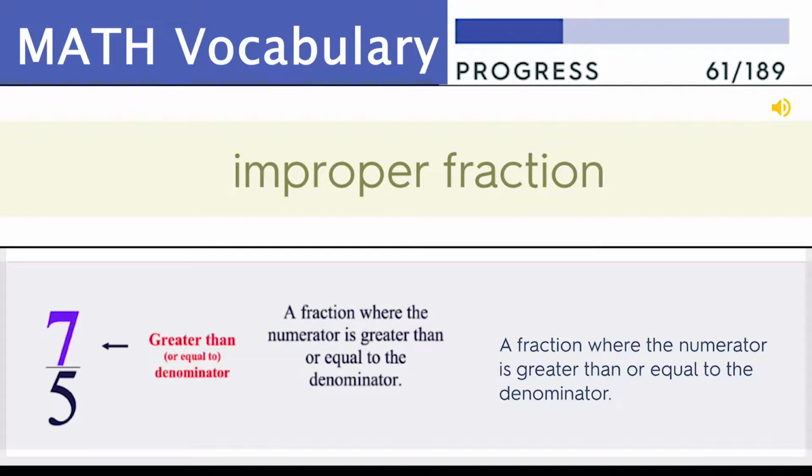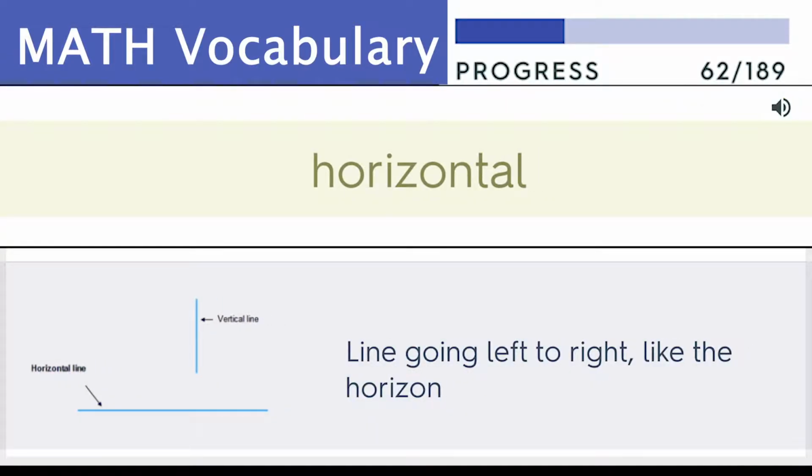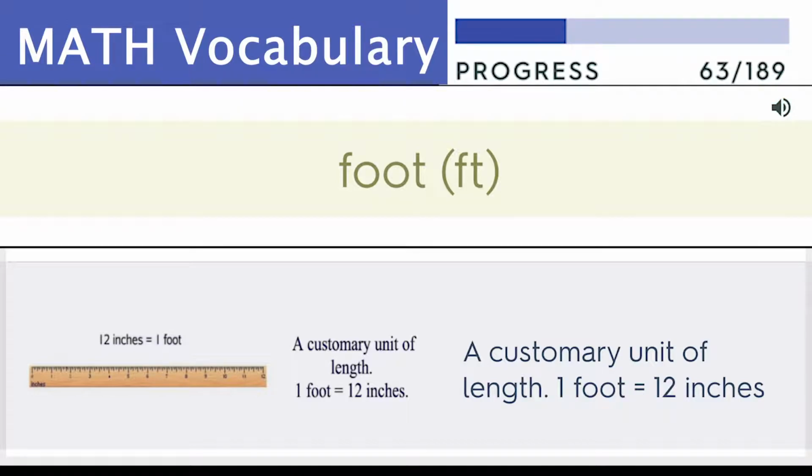Improper fraction. A fraction where the numerator is greater than or equal to the denominator. Horizontal. Line going left to right like the horizon. Foot. A customary unit of length. 1 foot equals 12 inches.